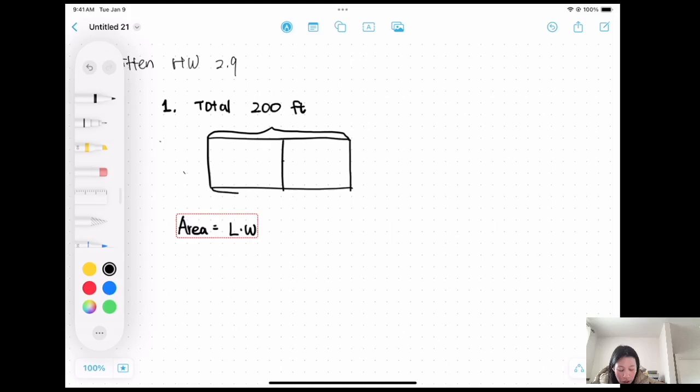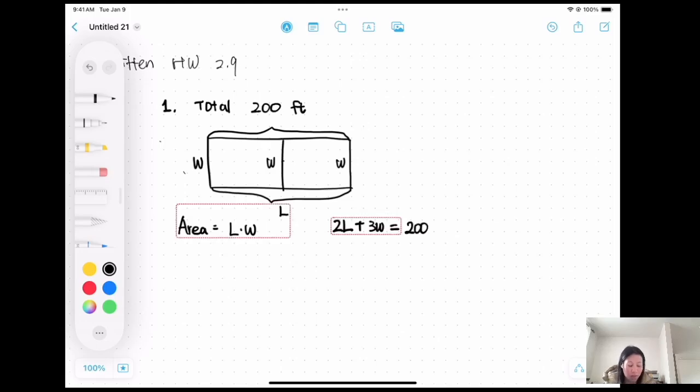So now we know another thing. There are two lengths, so that means two lengths, we totally have 3 widths. 3 widths plus two lengths is equal to 200. So that means I can use W to represent the width, since they have this relationship. Now, what I can do is try to solve the length in terms of the width.